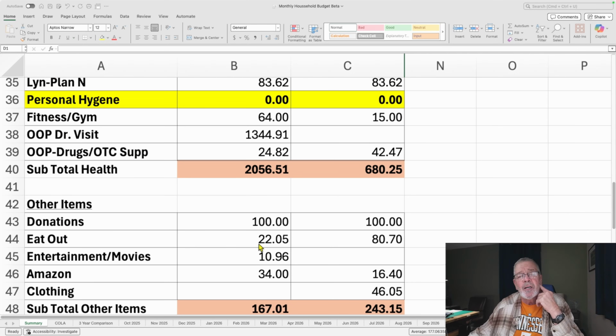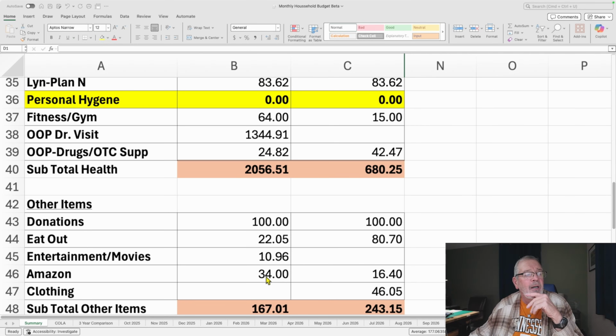We eat out sometimes. My wife goes out with the girls sometimes and she'll have a lunch. We ate out in December for $80.70. My wife went to the movies with her girlfriends. It was $10.96 last month. We spent nothing this month on that.